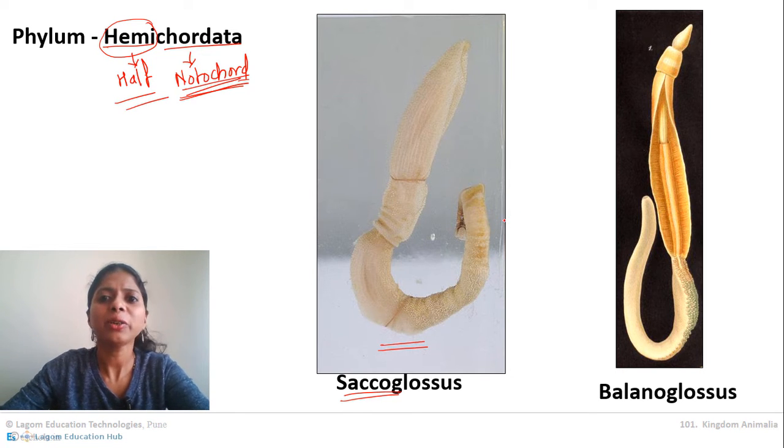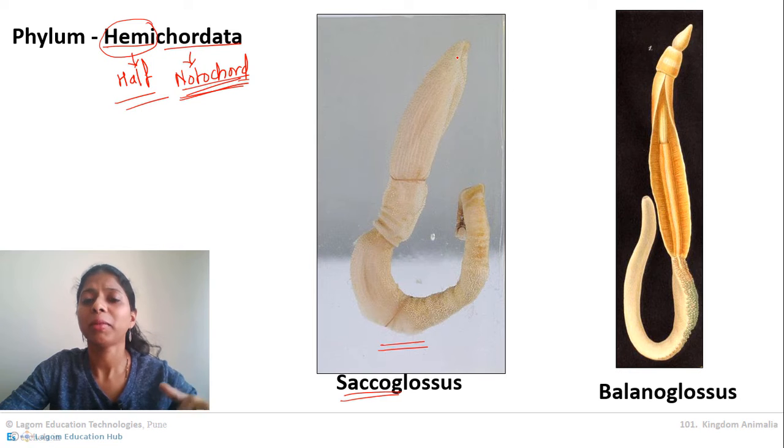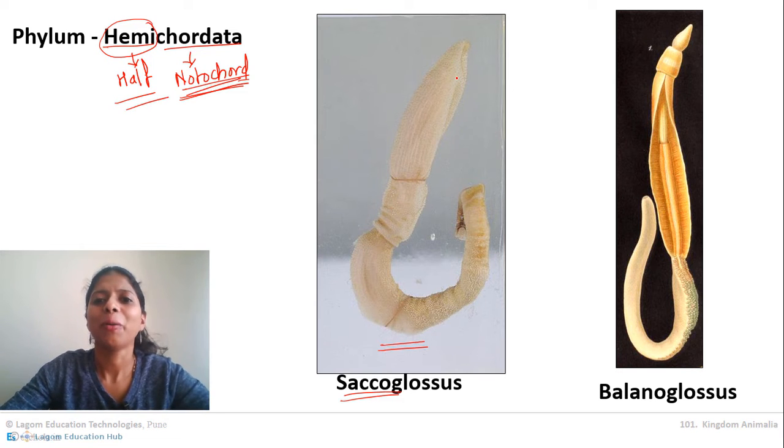Now why is it difficult to see these animals? First of all, they stay at the bottom of the ocean, and secondly, they stay in burrows. They make burrows on the floor of the ocean and stay inside. So it is obviously highly difficult to see these animals, as they are also rare animals.